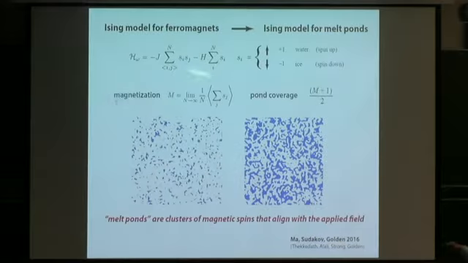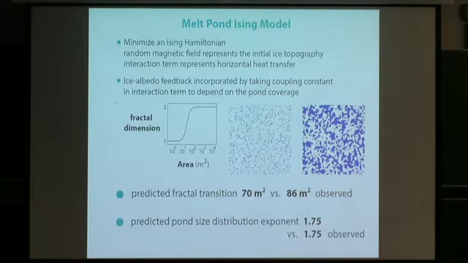The magnetization is just the average of all the spins in the system, and that's basically the pond coverage. And these are actual runs of Ising models that look like melt ponds. In this case, the melt ponds are clusters of magnetic spins that align with the magnetic field. We minimize an Ising Hamiltonian, and it's really like a random magnetic field. That's kind of like the topography. And we can incorporate ice albedo feedback by coupling constants and so on.